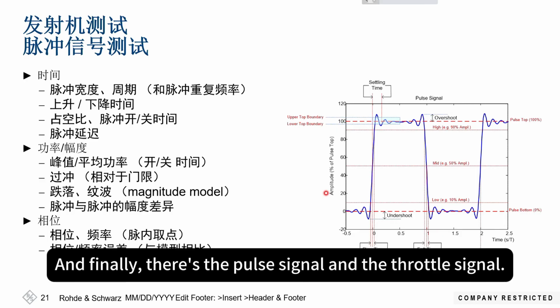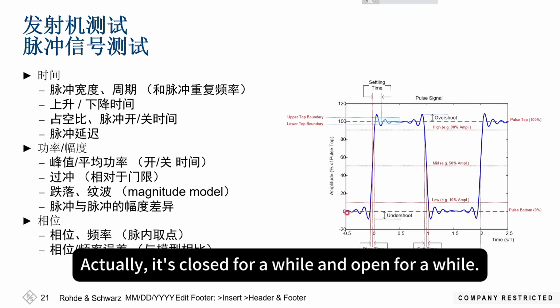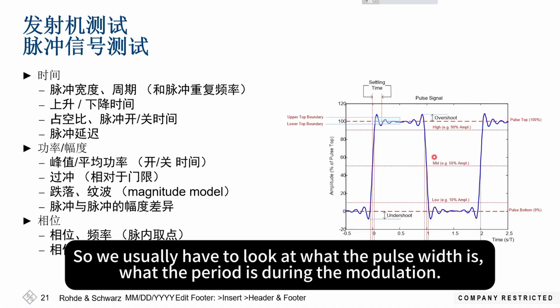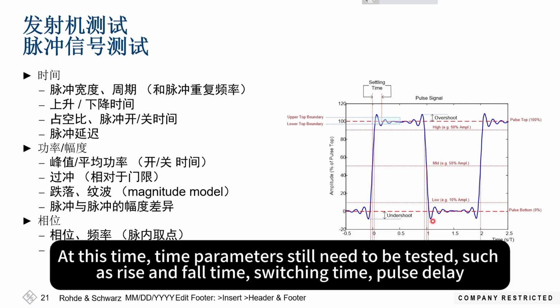And finally, there's the pulse signal and the frequency-varying signal. What about the pulse signal? What I'm showing you here is a schematic of the time domain of the pulse signal. Actually, it's closed for a while and open for a while. So we usually have to look at what the pulse width is, what the period is during the modulation. Sometimes it goes up faster, or it goes down faster, if necessary. At this time parameters still need to be tested, such as rise and fall time, switching time, pulse delay.